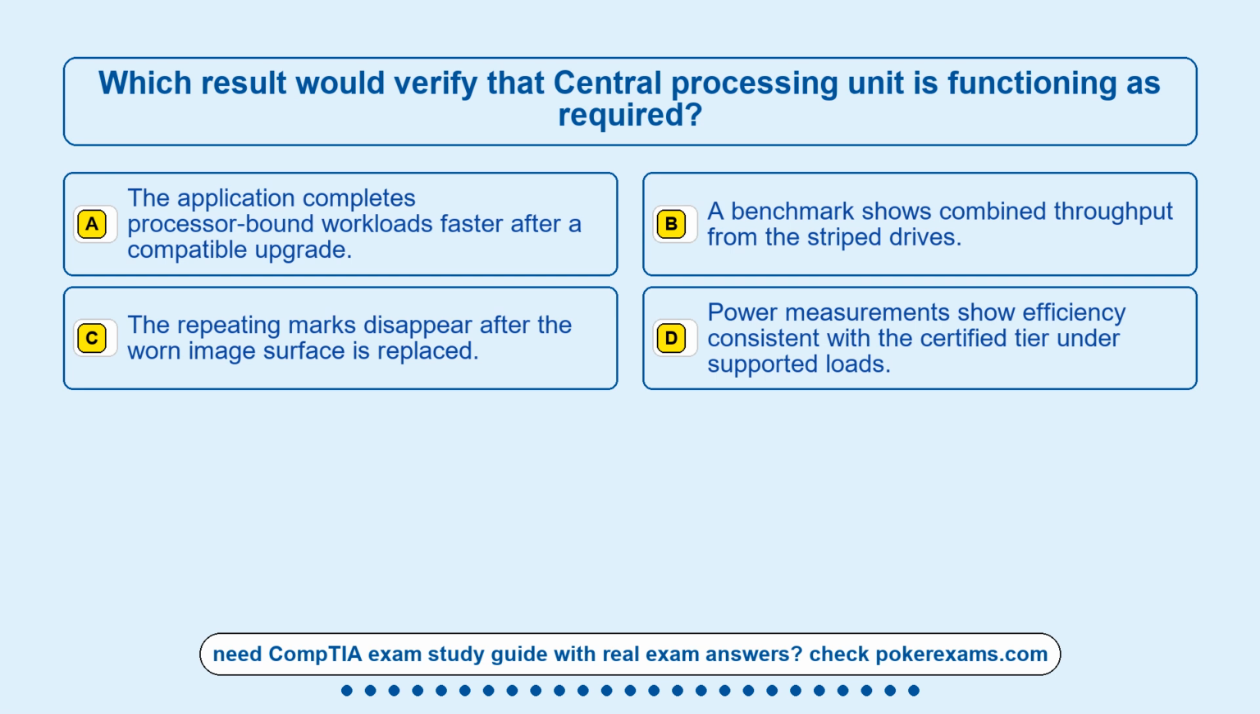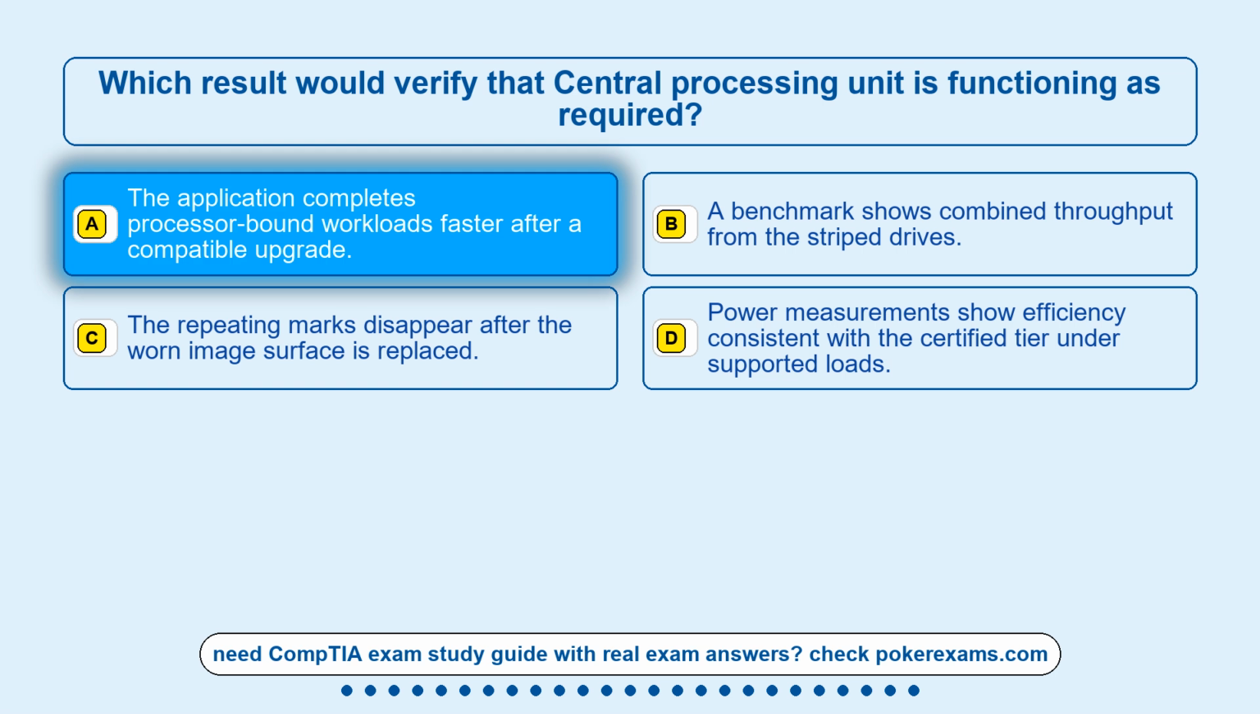Question 22. Which result would verify that central processing unit is functioning as required? Option A. The application completes processor-bound workloads faster after a compatible upgrade. Option B. A benchmark shows combined throughput from the strike drives. Option C. The repeating marks disappear after the worn image surface is replaced. Option D. Power measurements show efficiency consistent with the certified tier under supported loads.